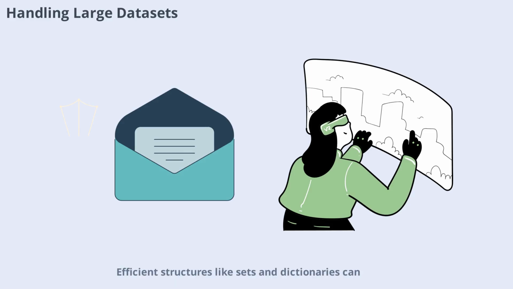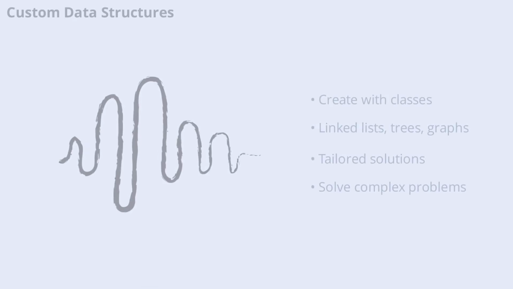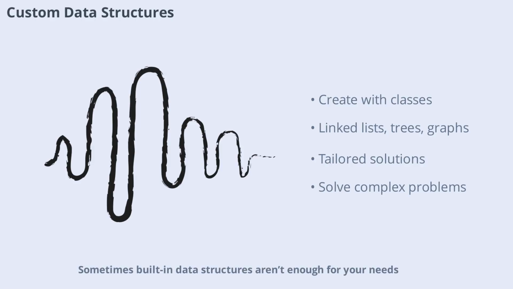In working with large datasets, choosing the right data structure becomes even more important. Efficient structures like sets and dictionaries can dramatically speed up operations like searching and filtering. Python's built-in tools make it easy to process big data, whether you're analyzing logs, managing inventories, or handling user data at scale.